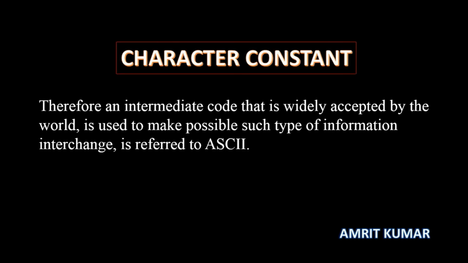Character constants also say that an intermediate code that is widely accepted by the world is used to make such information interchange possible, and it is referred to as ASCII. So we can make intermediate codes that are useful for information interchange, and that was done by ASCII. ASCII is a very important thing. ASCII is a character set which was developed by America. It is known as the American Standard Code for Information Interchange.